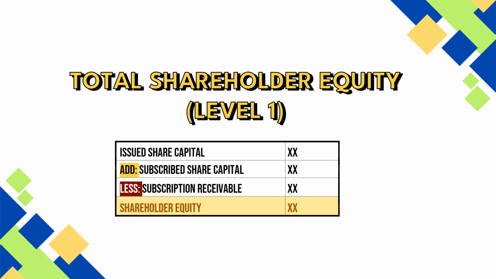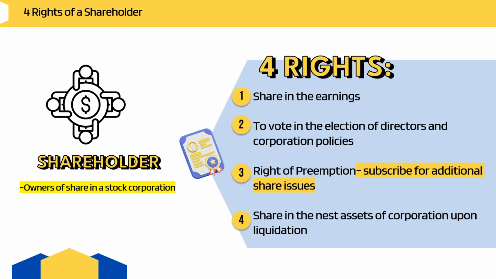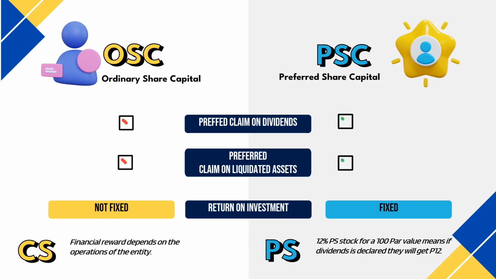Any questions, clarifications? If clear, we can now go into the next topic, which would be, why would you want to be a shareholder? Like, why go through this hassle process of owning shares? It's because you have 4 rights as an owner. If you're a shareholder of the corporation, you can share in the earnings, you can vote in the election and how the corporation is run, you can have the right of what we call preemption, so that you can subscribe for additional share issues when they are additionally authorized. And you can get the share in the net assets of the corporation upon liquidation.